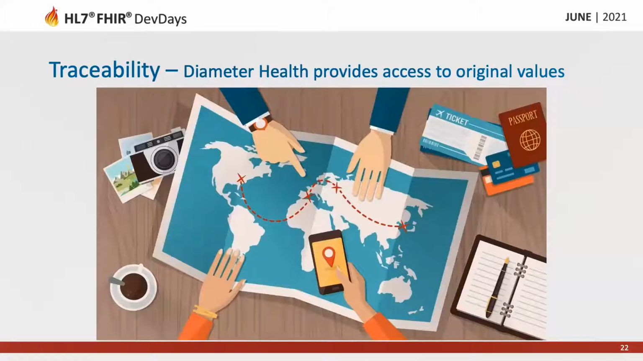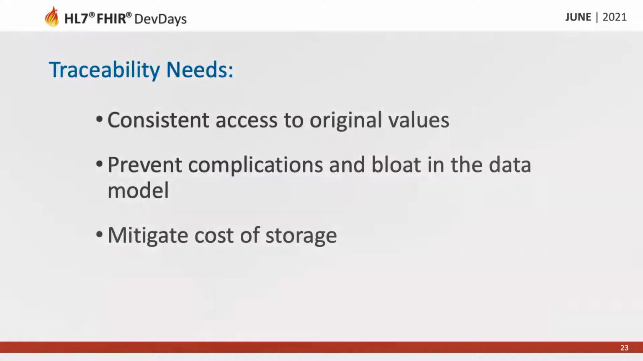This traceability is critical, and so, as we moved into the world of FHIR, it was important that we provide the same ability to review the original data. However, as we moved to FHIR, we wanted to achieve a few things. One was to provide consistent access to the original data. By this we mean the ability for an automated system to retrieve that data easily.